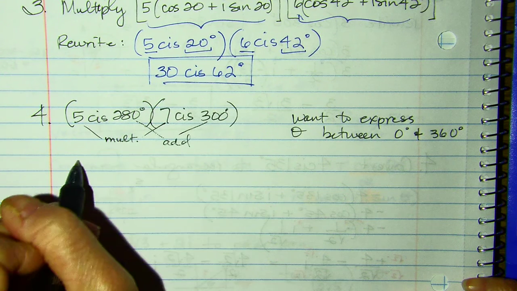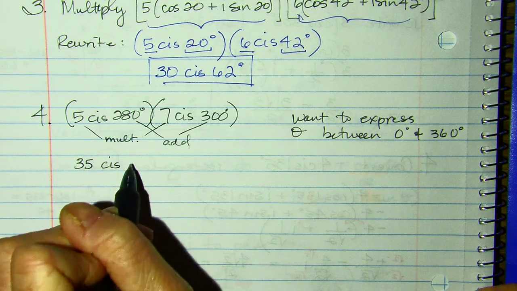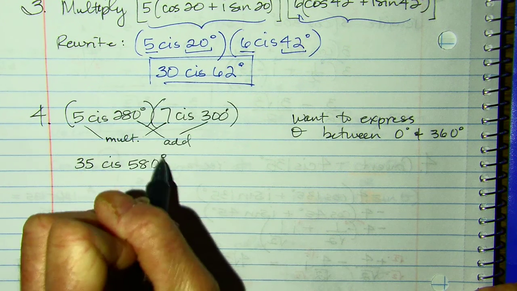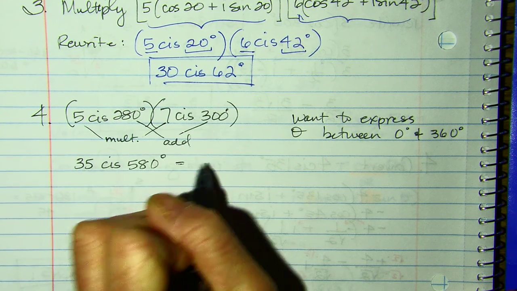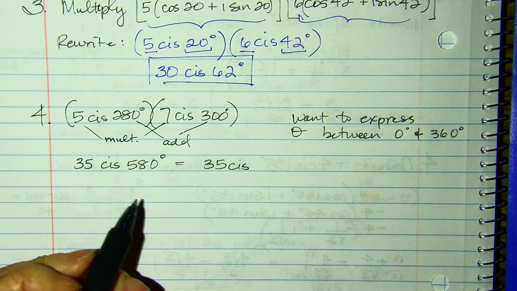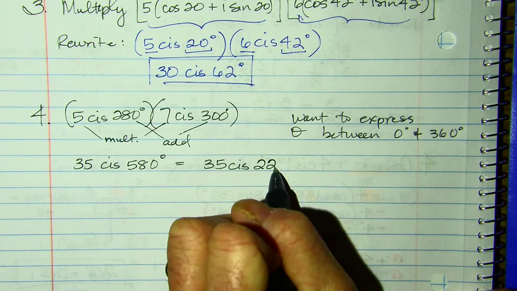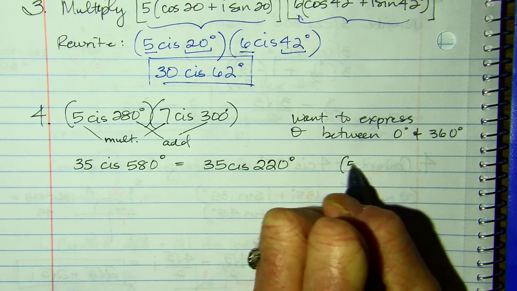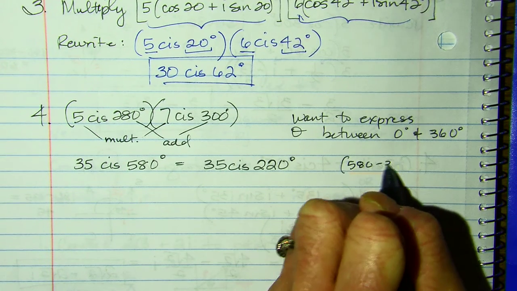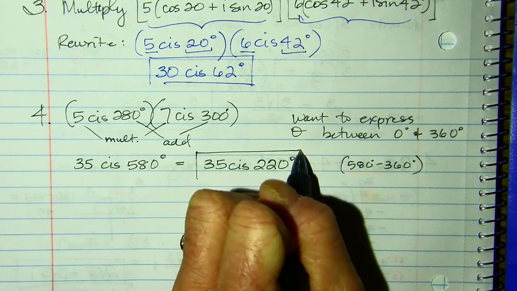So 5 times 7 is 35 cis. 280 plus 300 is 580 degrees. Now I'm going to rewrite that to give the related angle. So if I subtract 360 from 580, I actually get 220 degrees. So I simply did 580 minus 360 because that is what the related angle would be.